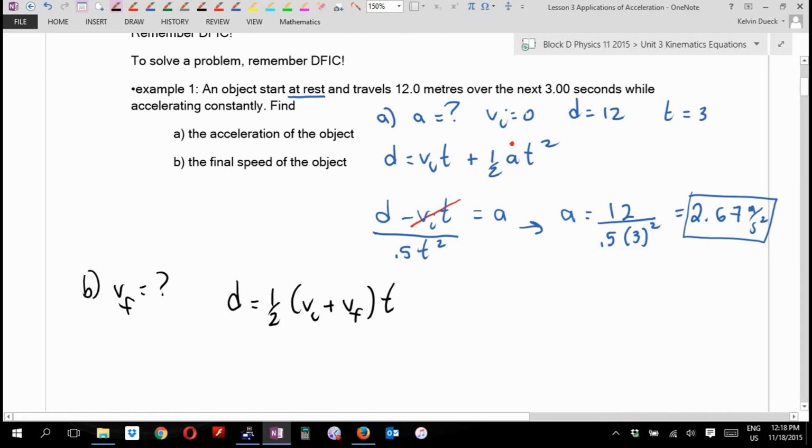What am I trying to get by itself? Where is the VF? Inside the, I'm looking for a word that begins with the letter B. Bracket. I've told you it's reverse BEDMAS. We're going to deal with the brackets very last. So first of all, let's look at this T. What am I going to do with the T?